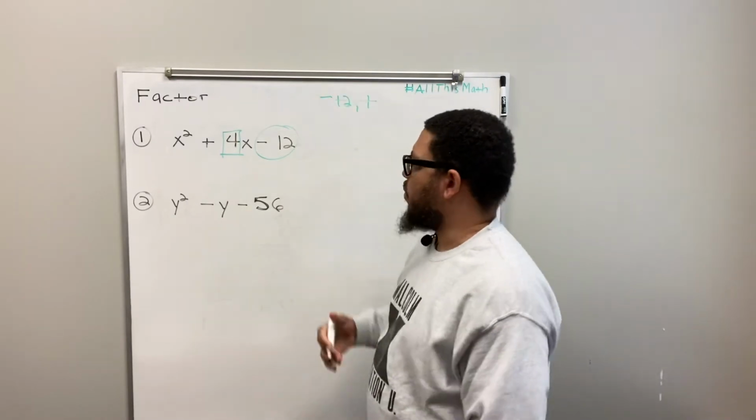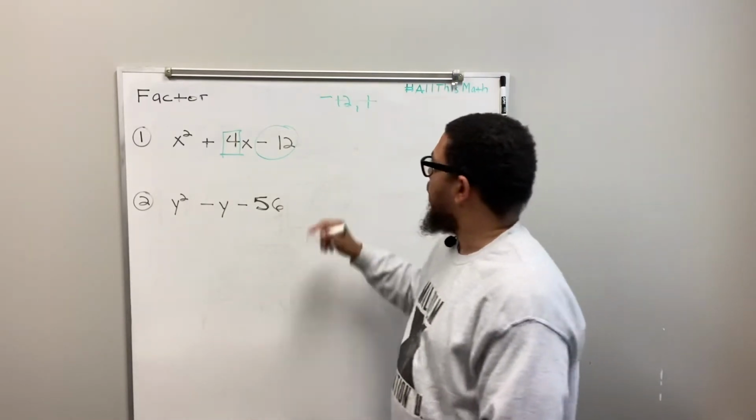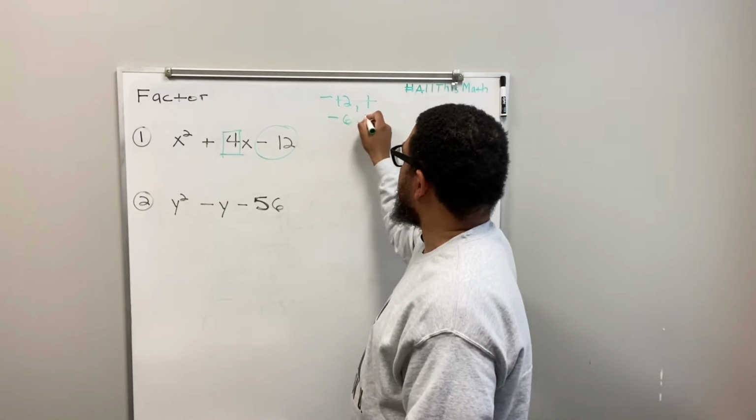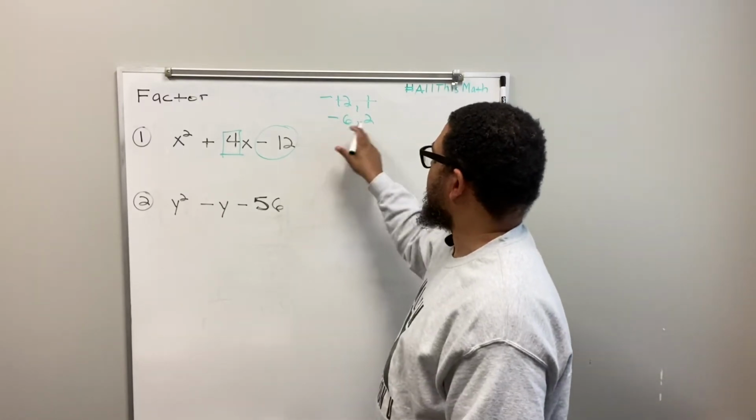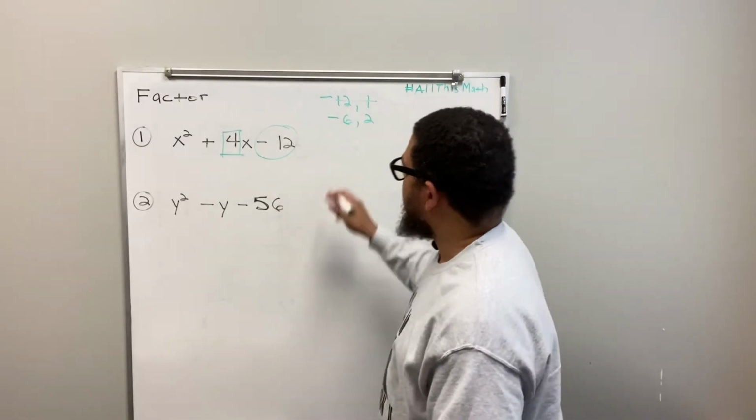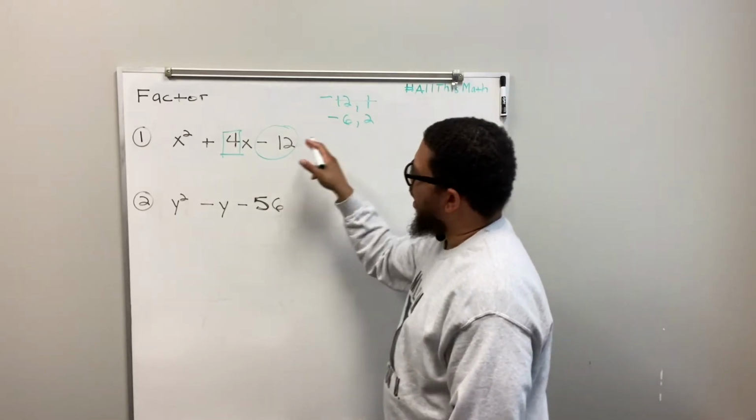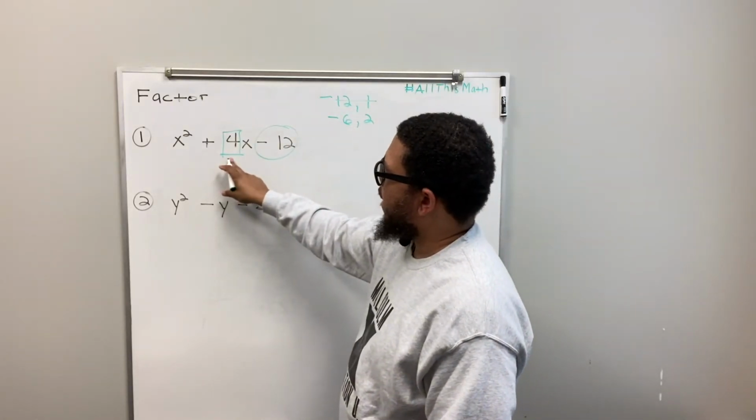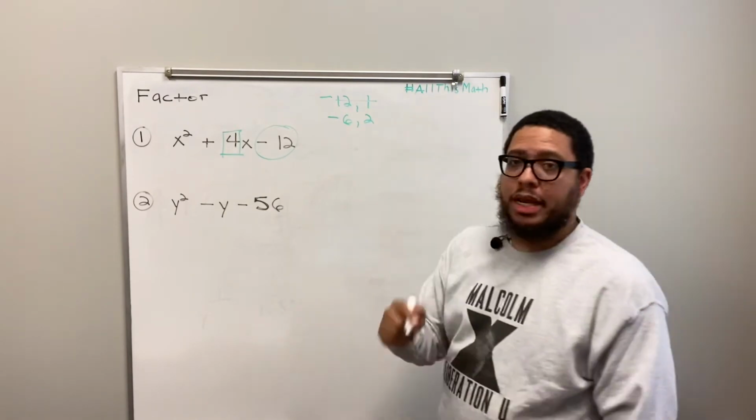And then I think, okay, what are two other factors of negative 12? I could say negative 6 and 2. Negative 6 times 2 equals negative 12. But does negative 6 plus 2 add up to positive 4? No, it doesn't. It adds up to negative 4.